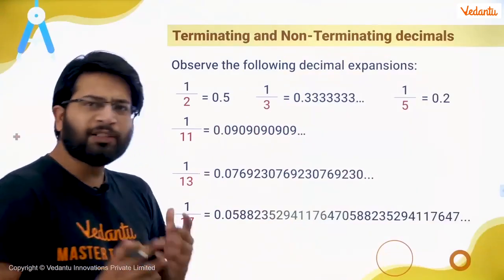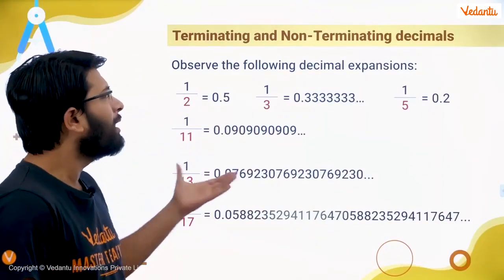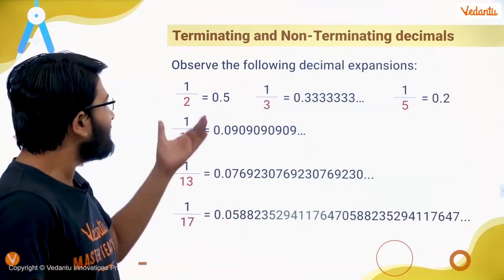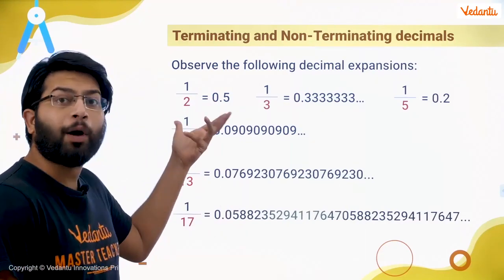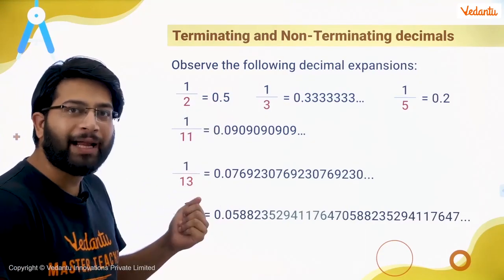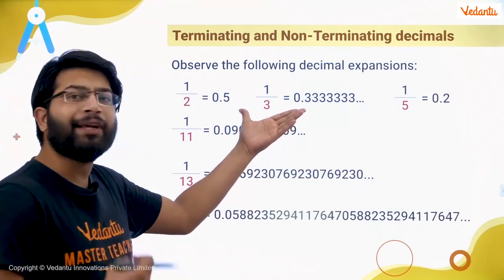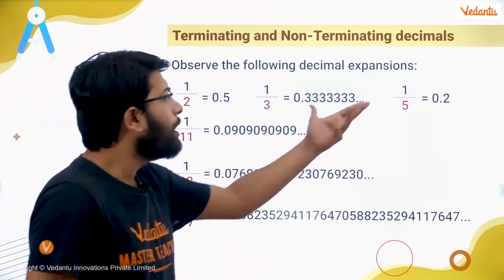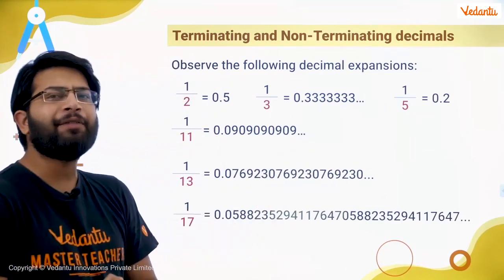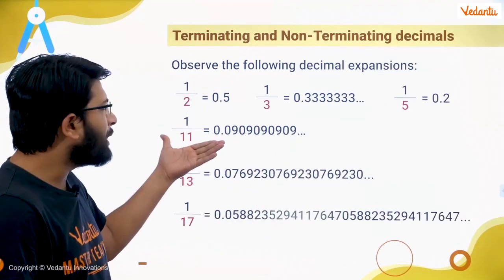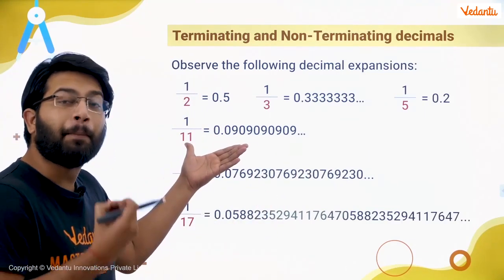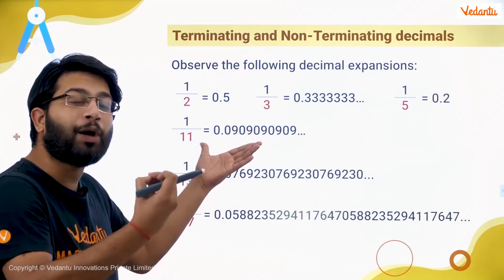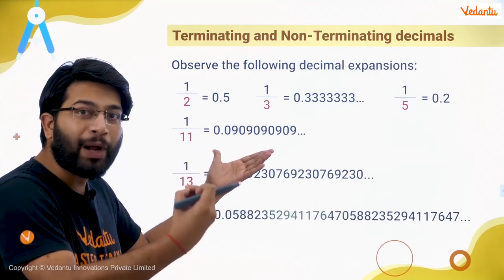So champ, let's see some rational numbers. Let's say we have 1 upon 2. 1 upon 2 can be written as 0.5. 1 upon 3 can be written as 0.3333 up to infinity. Whereas 1 upon 5 can be written as 0.2. 1 upon 11 can be written as 0.090909, which is not going to end.